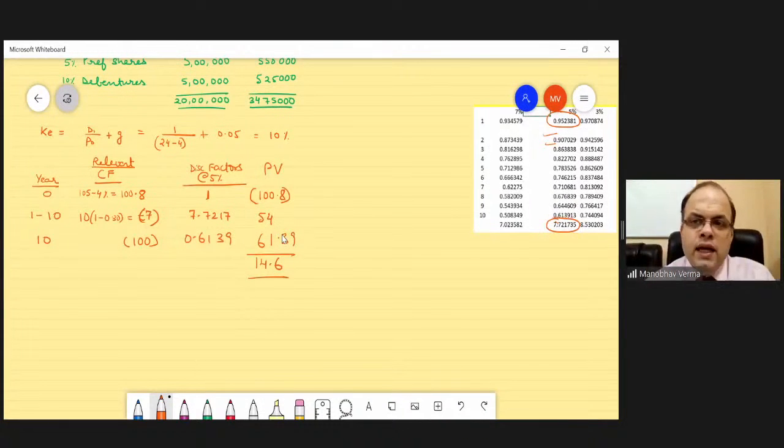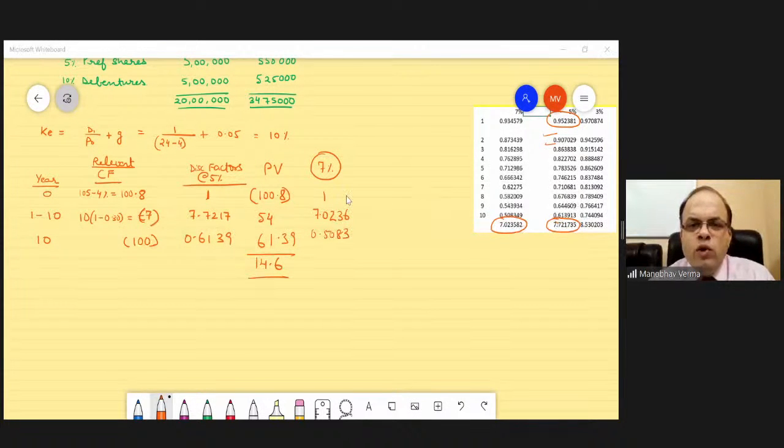Let's say now we discount it at a higher rate. Let's say a 7% discounting rate now. Now 7%, of course, you don't have anything for time 0. Then a total of the 10 years discount factor comes to 7.0236. Right, and then you have a 0.5083 for 10th year as well.